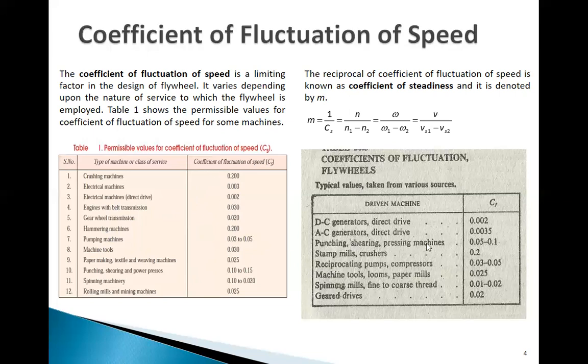Ito naman value sa pairs. So, ayan. Pagka reciprocating spinning machines, spinning mills, 0.01 to 0.02. So, this is 0.01 to 0.02. So, may correction tayo. Diba? So, error pa sa book. Ayan. Ganito ang tama, 0.01 to 0.02. Diba? So, common sense na lang. Bakit 0.1 to 0.02? Pababa. Dapat pataas. Ito yun. Gear drive 0.02. Gear wheel transmission 0.02. So, okay.